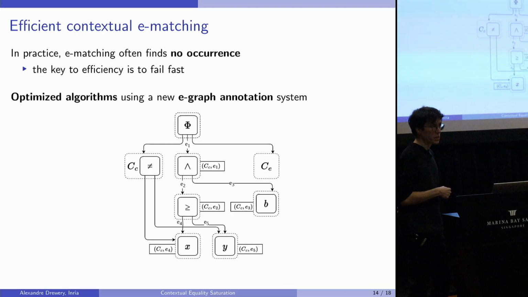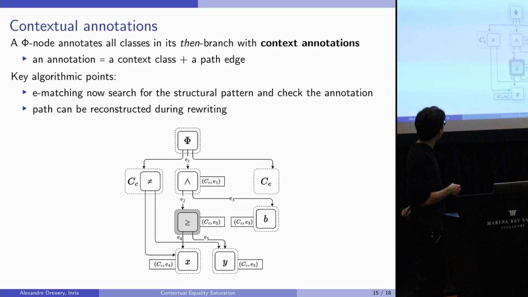And the key factor in equality saturation is what we call fail fast. Very often in a large E-graph, you will have no occurrence whatsoever of your rule before you do some other steps. And so we need to be able to quickly find that there are no occurrences of a contextual rule. The way we do so is with a new system of what we call E-graph annotations, in which phi terms in here will annotate the then branch with annotations that indicate that a path from a contextual source of x different than y exists above this class.